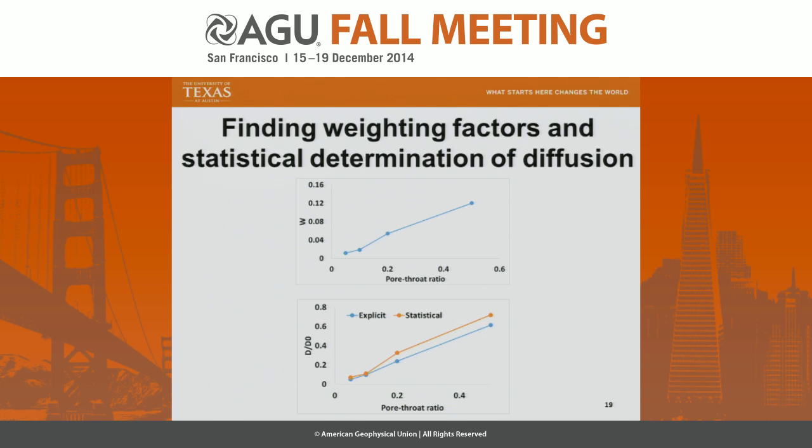We did that. We have this weighing factor as a function of pore-throat ratio, but when we compare it to the explicit method, we see that the statistical method is overestimating, and we don't know why. Although it's tempting to just fudge our way through it and define some sort of weighting factor by matching the explicit method, we are still trying to understand why this discrepancy exists.